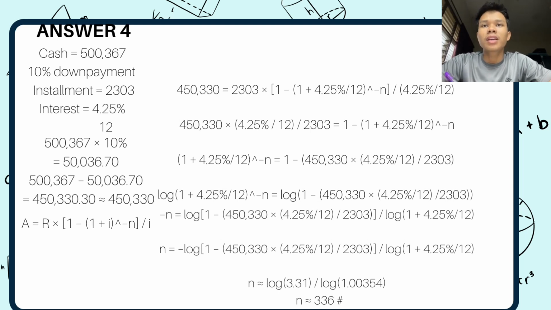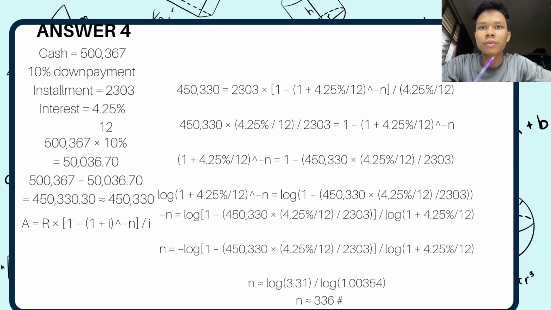Answer for question 4. Cash 500,367, down payment 10%, installment 2,303, interest 4.25% over 12. 500,367 multiply 10% equal 50,036.70. 500,367 minus 50,036.70 equal 450,330.30. A: Formula, A equal R multiply bracket 1 minus bracket 1 plus i bracket to the power of negative n bracket over i.